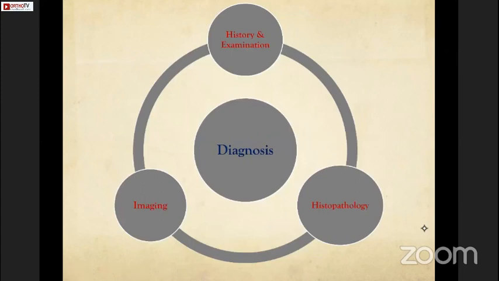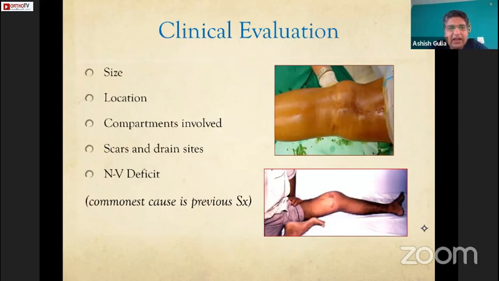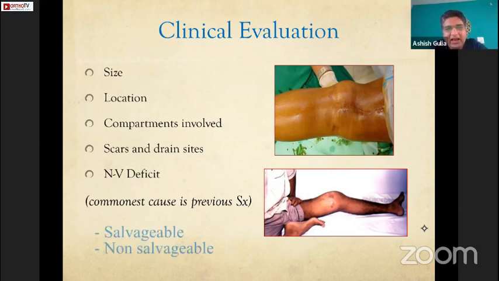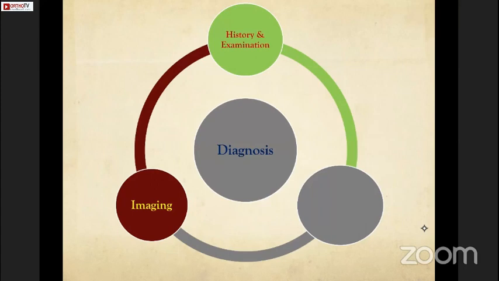Just a brief part on how we make the correct diagnosis. We discussed it earlier as well. It involves a detailed history and examination where you see the tumor, its size, its location, how many compartments it involved, history of previous surgery, neurovascular deficit, and based upon this clinical examination, you decide whether the limb is salvageable or not. And once you have a clinical history, whether you are looking at a benign tumor or an aggressive tumor, you will order those specific imaging investigations.